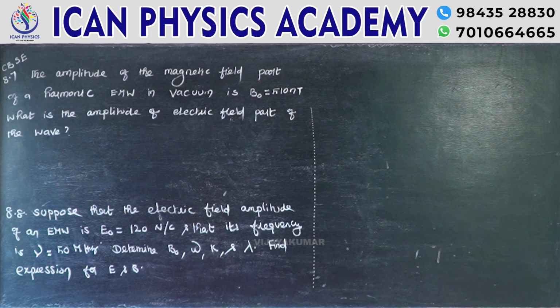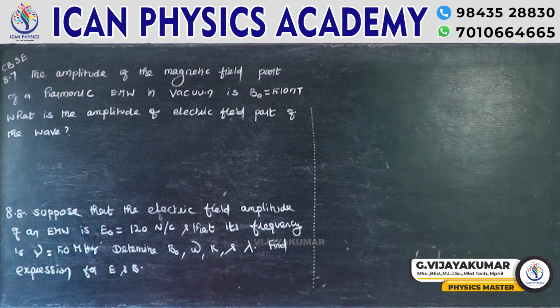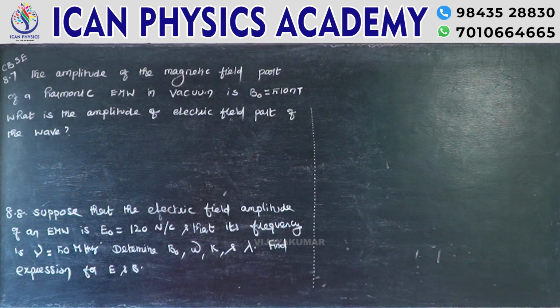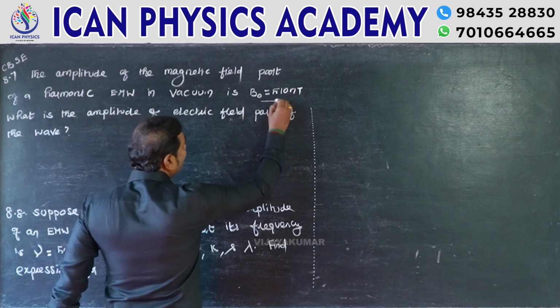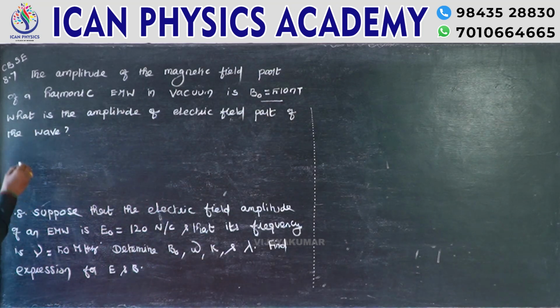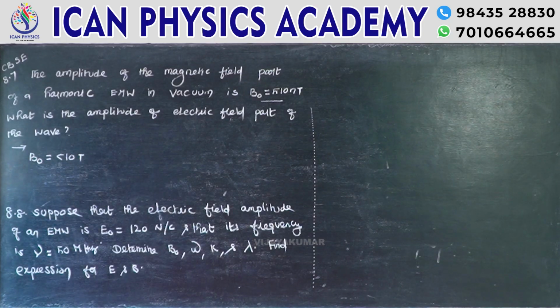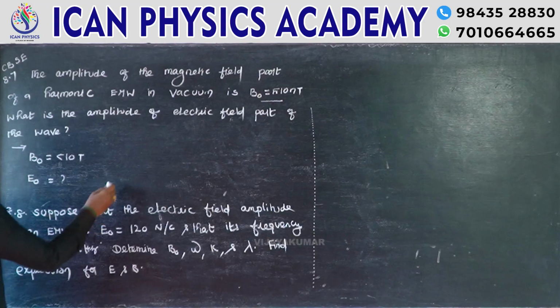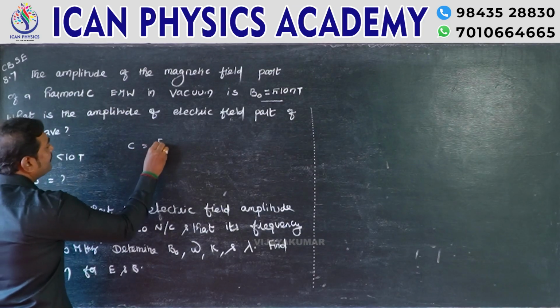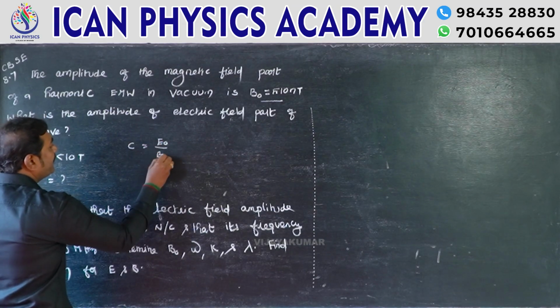The amplitude of the magnetic field part of a harmonic electromagnetic wave in vacuum is 510 nanoTesla. What is the amplitude of the electric field, E naught? What is the formula relating these two? C equals E naught by B naught.